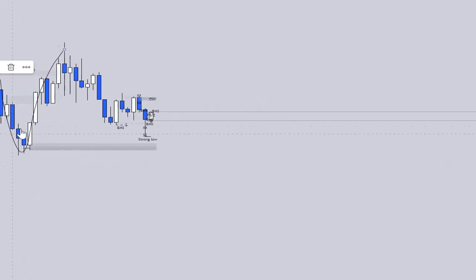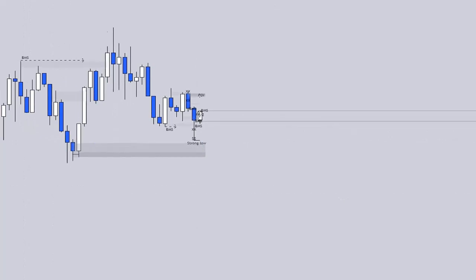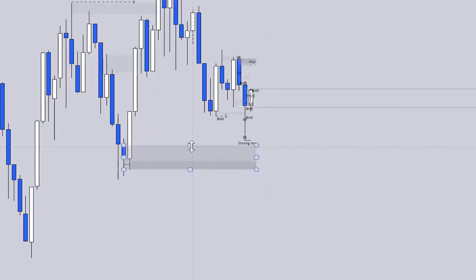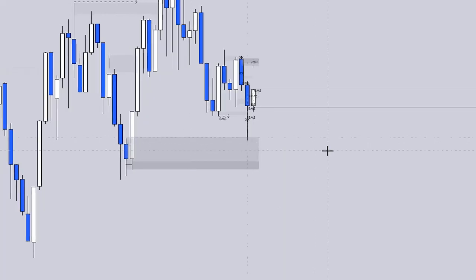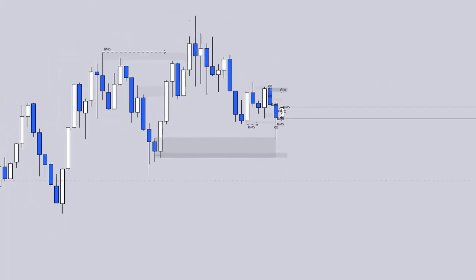And we have our 12-month demand zone. What do we see? Our 12-month demand zone has been mitigated, my family. It has been mitigated perfectly. Can we see that?